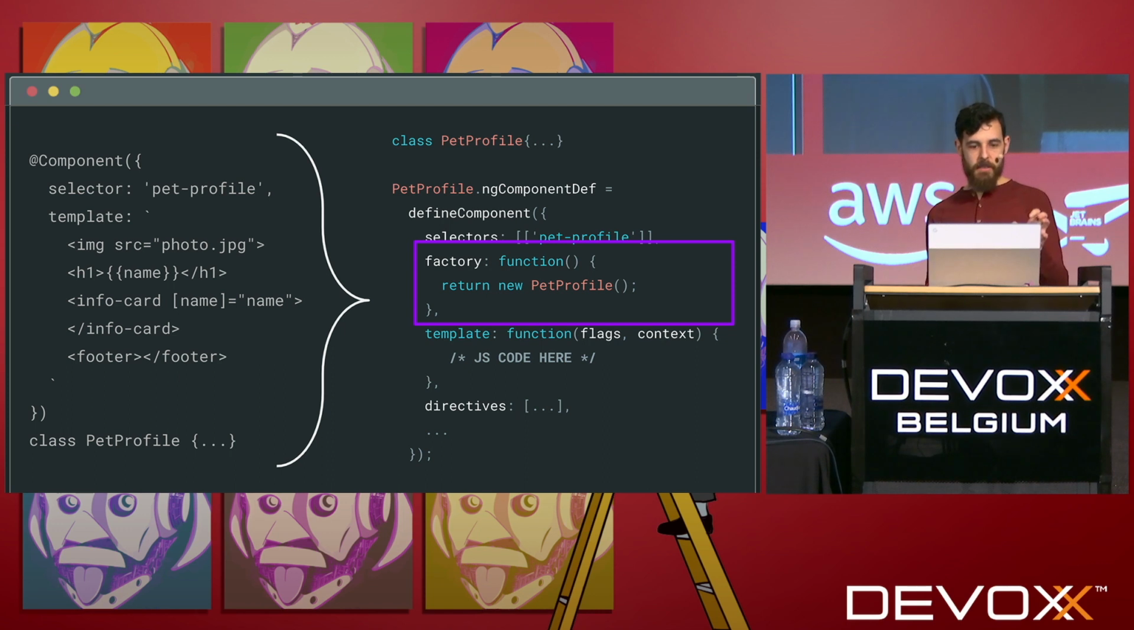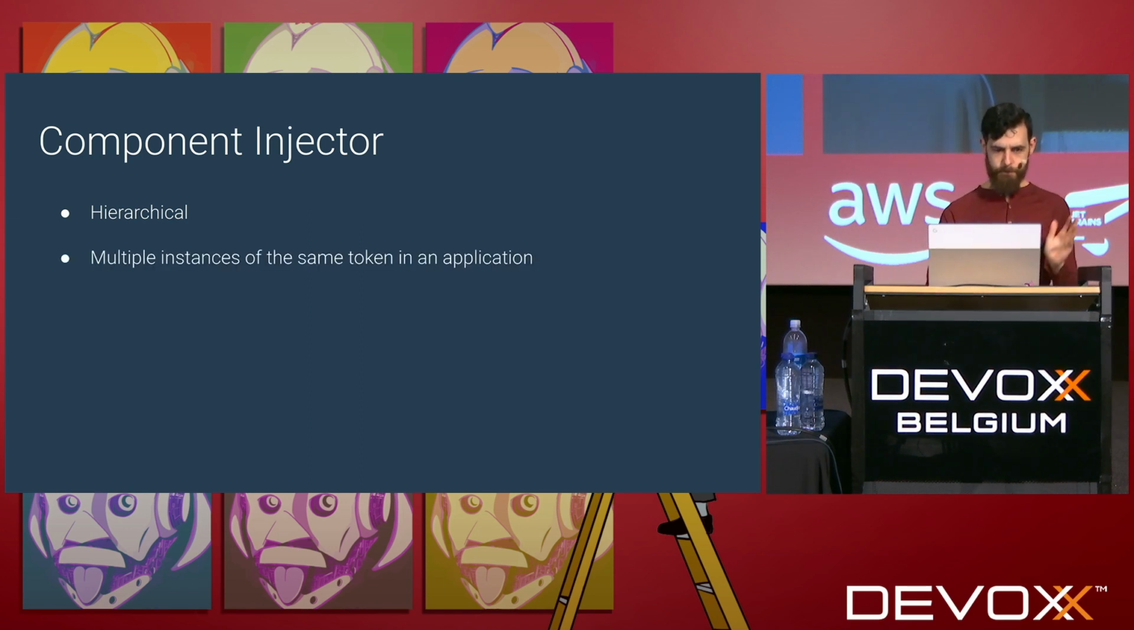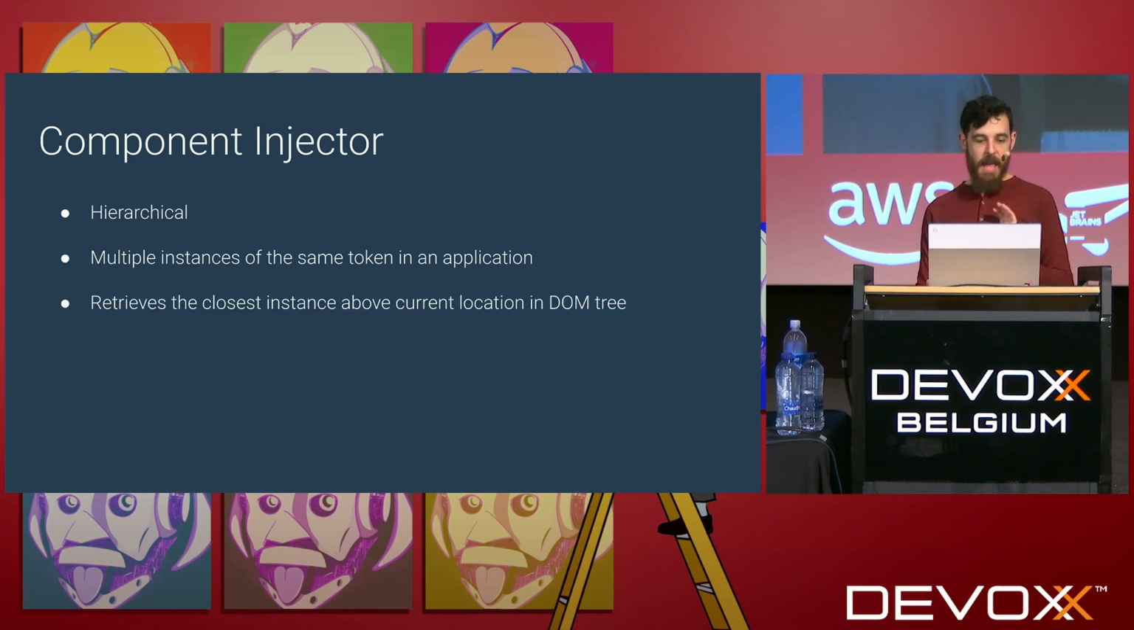Another thing I haven't really talked about very much so far is dependency injection. We saw this factory function earlier, and I don't have time to go into full depth about how the dependency injection system is going to work overall, but I do want to capture one particular aspect of it just because I think it's personally pretty cool. Angular has a component injector system where your injector is hierarchical. You can have multiple instances of the same token in your hierarchy. And when you try to inject something in that hierarchy, you're going to get the closest instance from above where you are on the DOM.